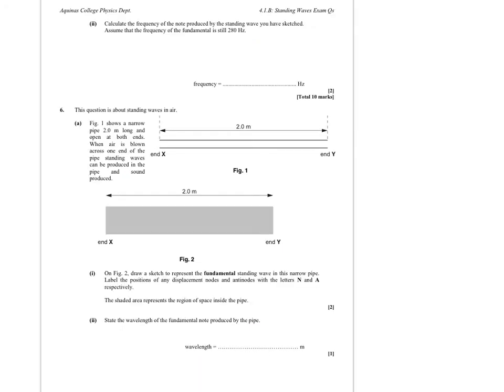All we have to do then is calculate the frequency of the note produced by the standing wave we sketched, and we're assuming our frequency of the fundamental is still 280 Hz. So if you've done the diagram like me, which is just the next harmonic up, we've halved our wavelength, and so we're going to get double the frequency. So in the case of the one that I've drawn, we're just going to do 2 times 280. If you've done 3 loops, it's going to be 3 times 280, 4 loops, 4 times 280, etc. My answer is 560 Hz. You need to make sure that your answer is consistent with the diagram that you've drawn.